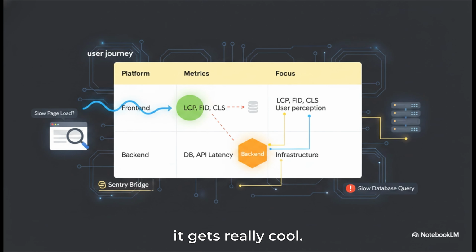And here's where it gets really cool. Sentry actually maps those human-centric web vitals on the front end directly to the back-end metrics causing the delay. Sentry isn't just looking at server health. It tracks core web vitals like largest contentful paint. So if a user gets a slow page load, you instantly know if it was a front-end rendering issue or if a slow database query was holding everything hostage. It perfectly bridges the gap between what the user perceives and what your infrastructure is actually executing.